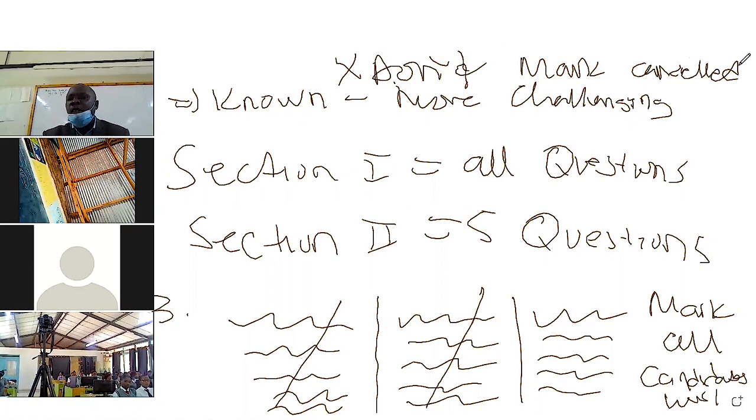So if you feel that this working is not correct, when you cancel, in fact, you lose, because the examiner will not cancel. But if you leave it and then work out another method, then the examiner will mark everything and then award you. So what you need to do is don't cancel any work in mathematics.